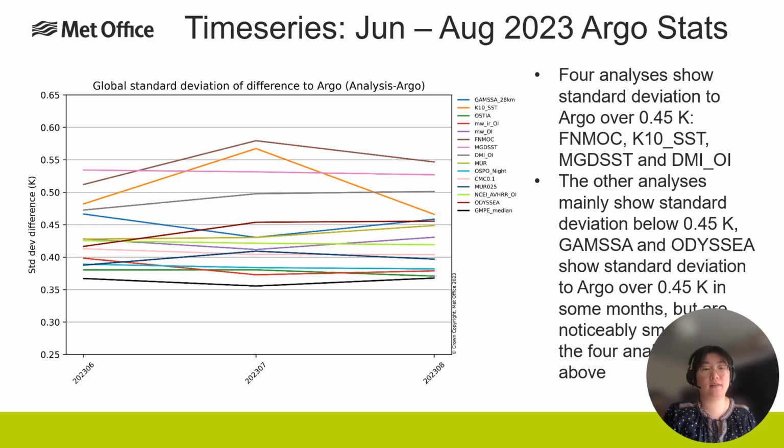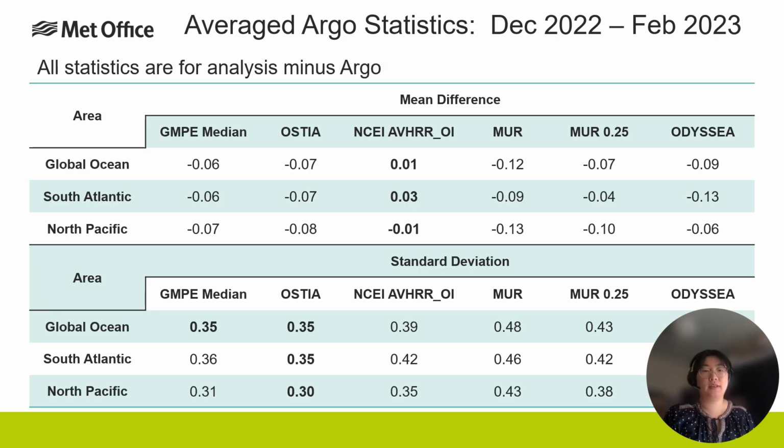GMPE median has the smallest standard deviation, which is above 0.35. The OSTIA is about 0.38. So they're all good quality. And now look into the averaged statistics. I chose the global statistics, the North Pacific, mainly because we had some discussion about AVHRR OI being different to other L4 analyses around that region, as well as the South Atlantic, just another region in the Southern Hemisphere, but not in the Pacific, giving you a different flavor, a different region.